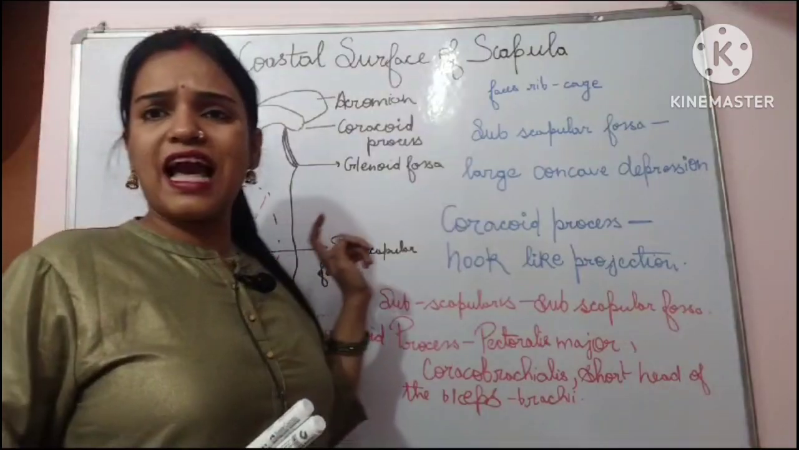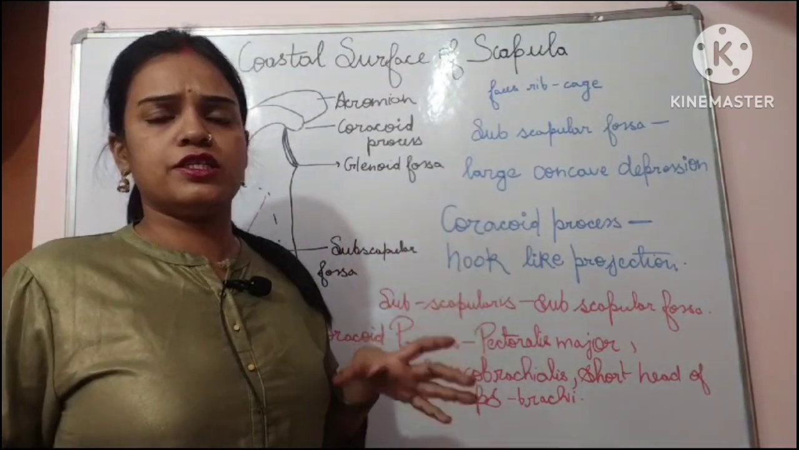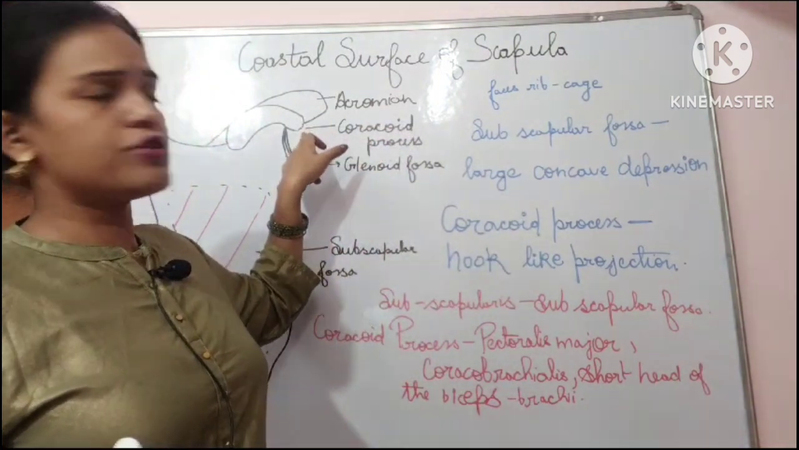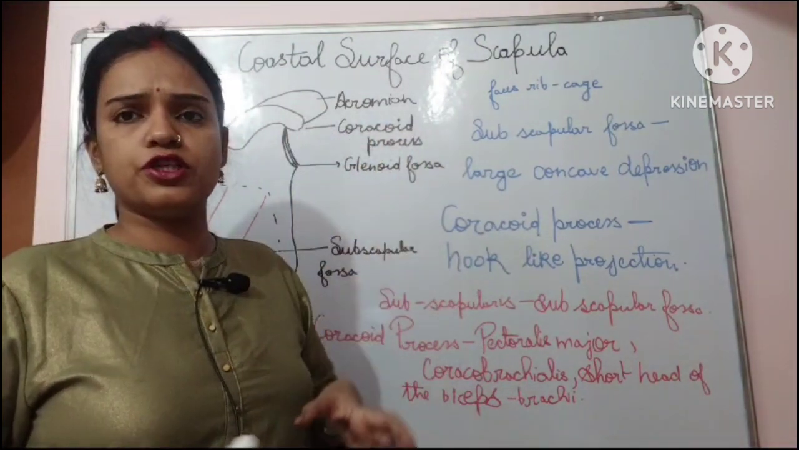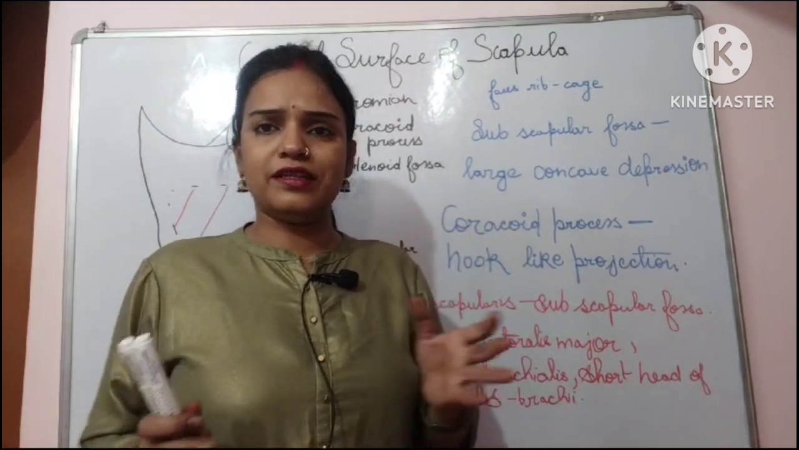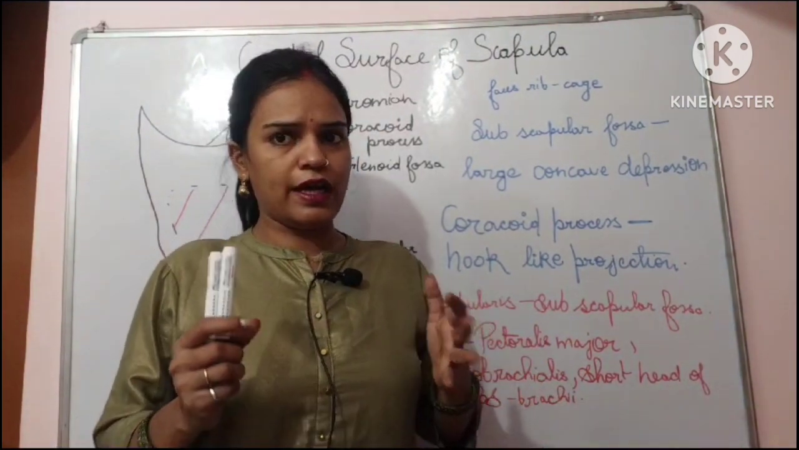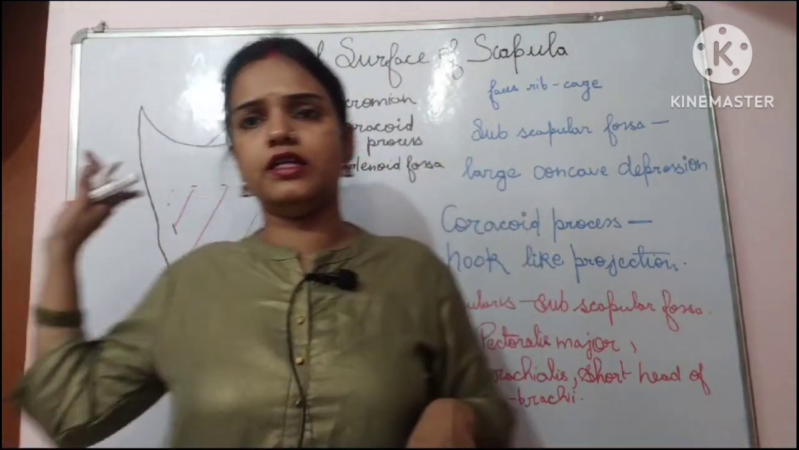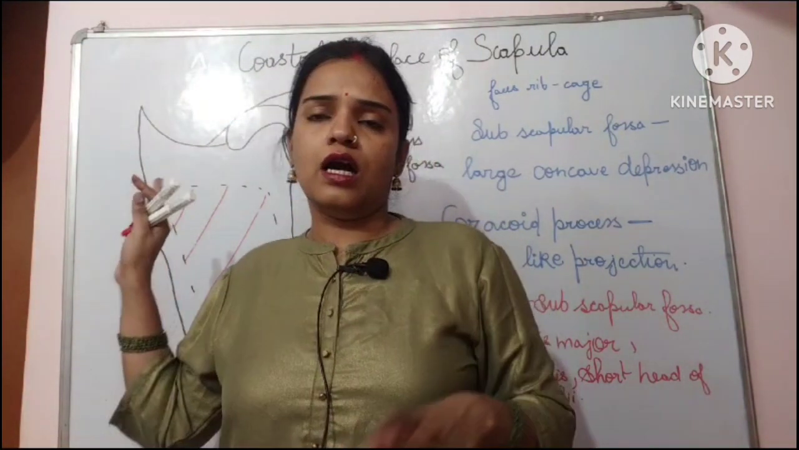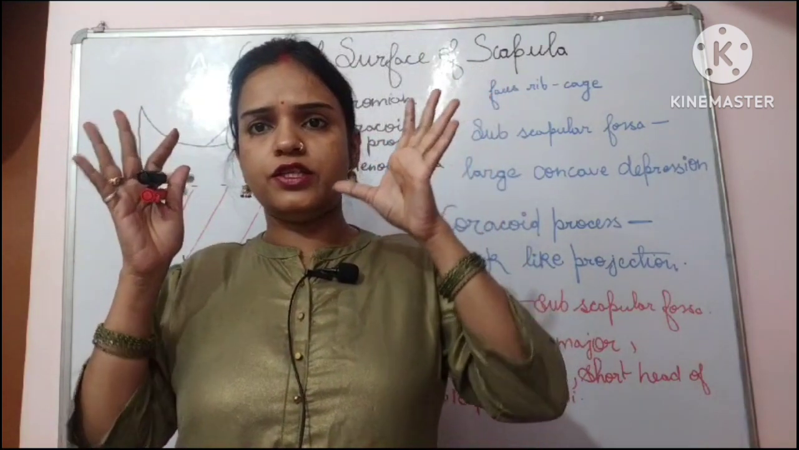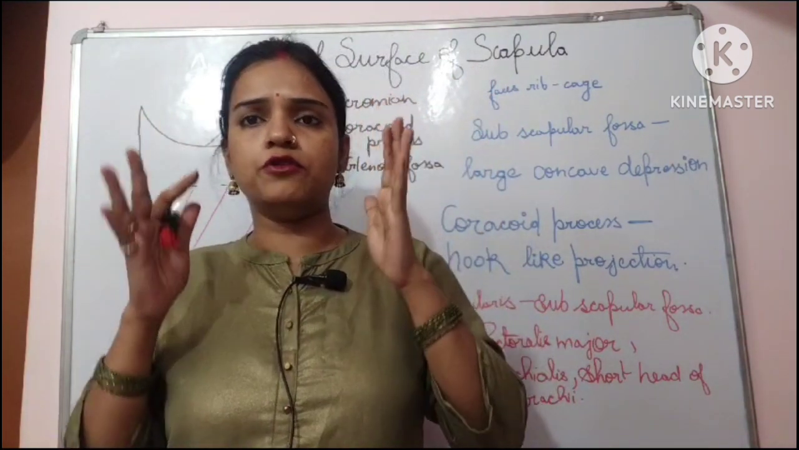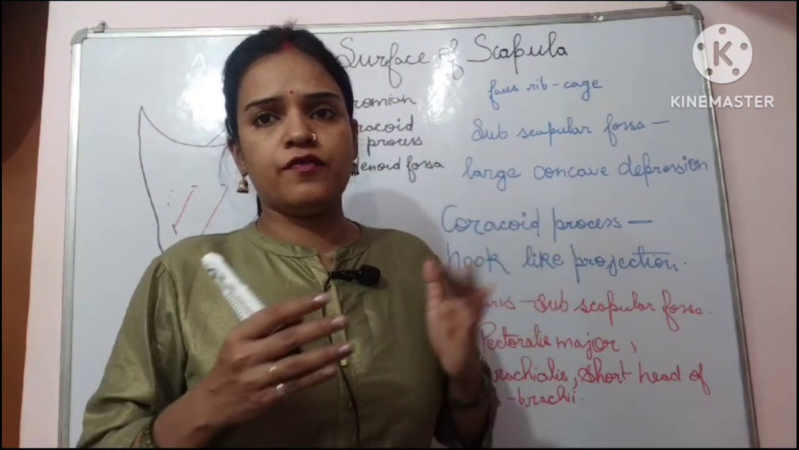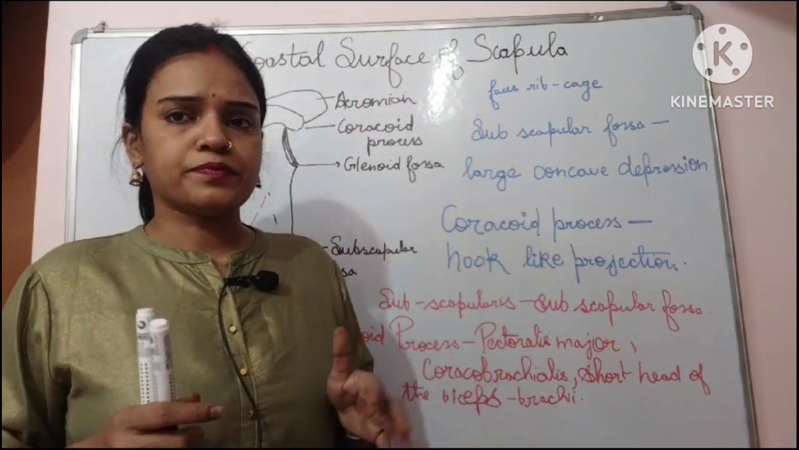See, this subscapular fossa is concave in nature. It is a concave depression. And the coracoid process, as you can see, is a hook-like projection. So there is nothing typical to explain about it, and this is very easy. You can see everything in the diagram. If you have the diagram of the anterior surface of the scapula in mind, I don't think you will have any problem explaining the anterior surface of the scapula.